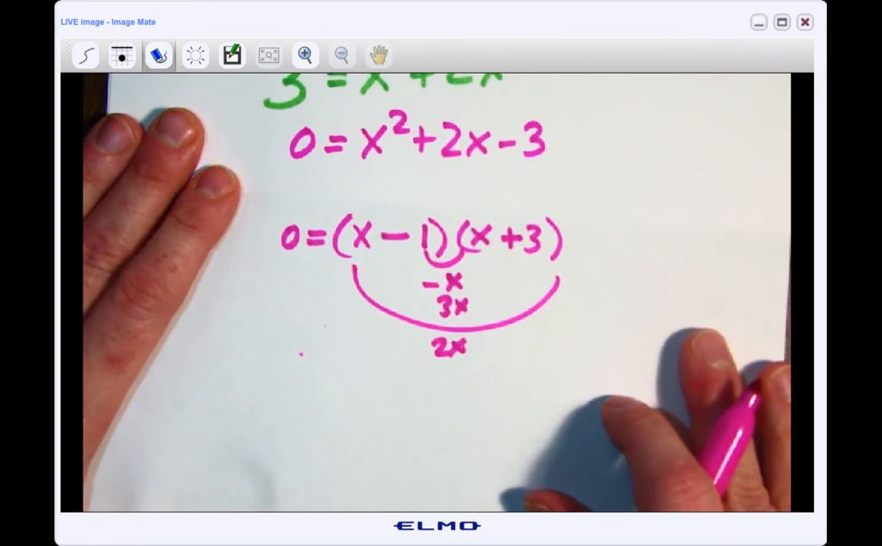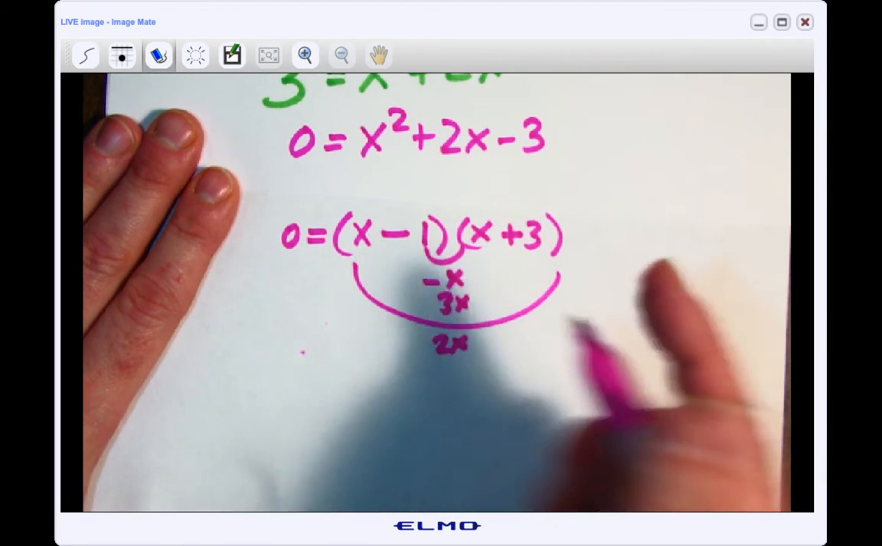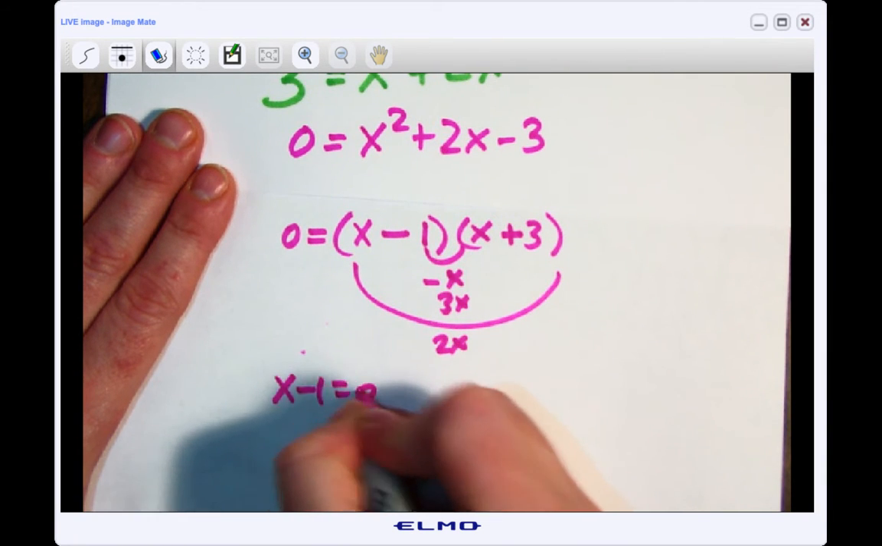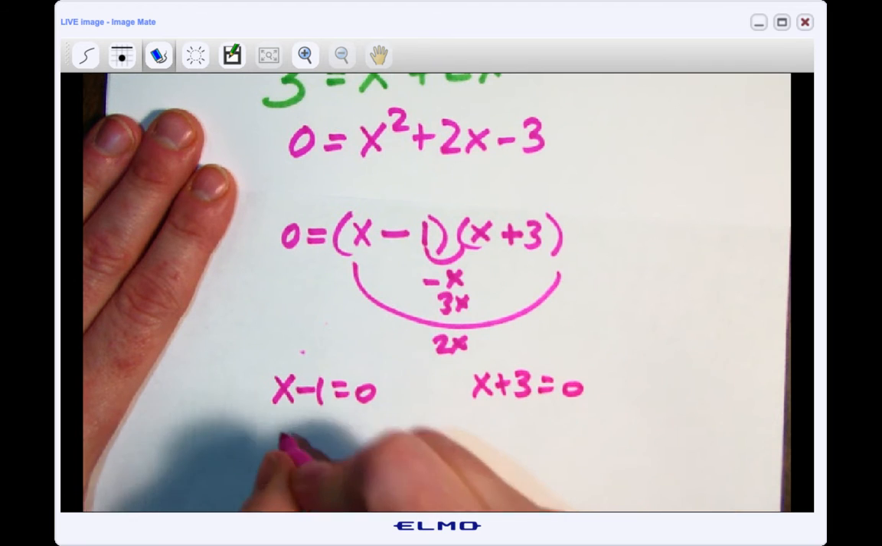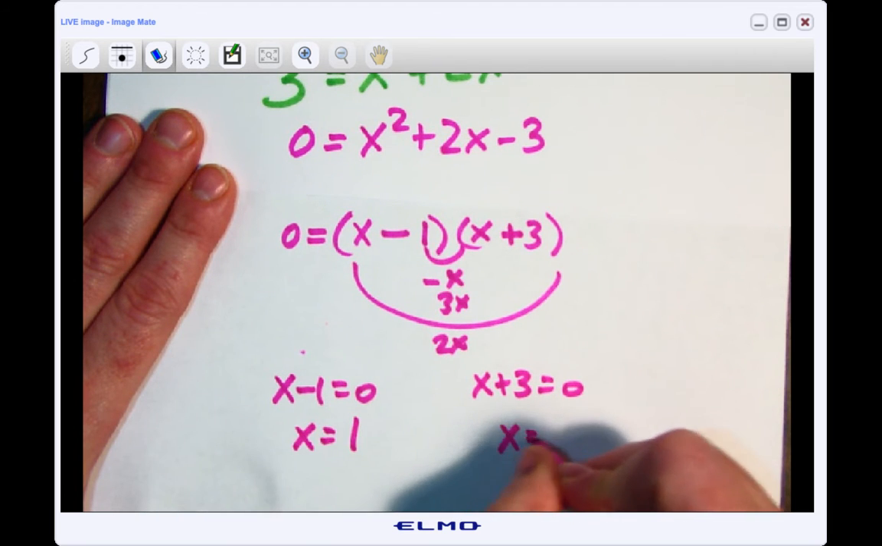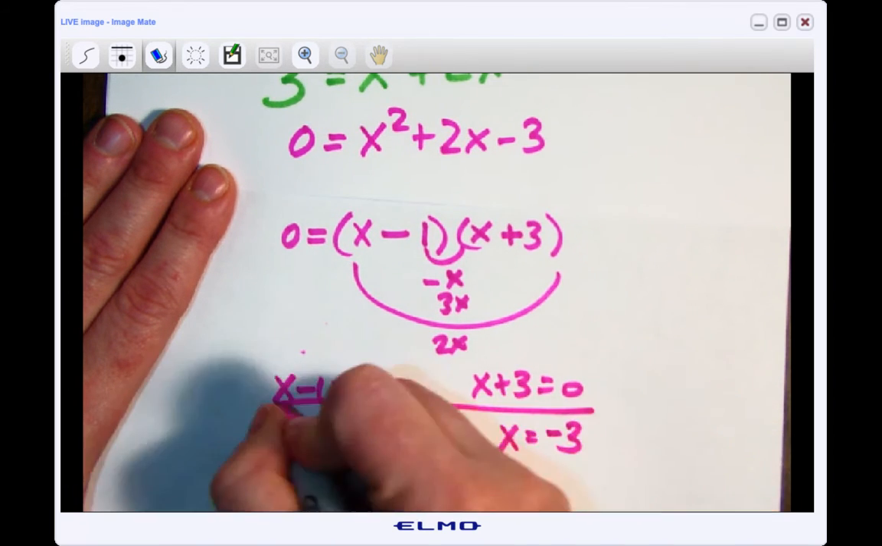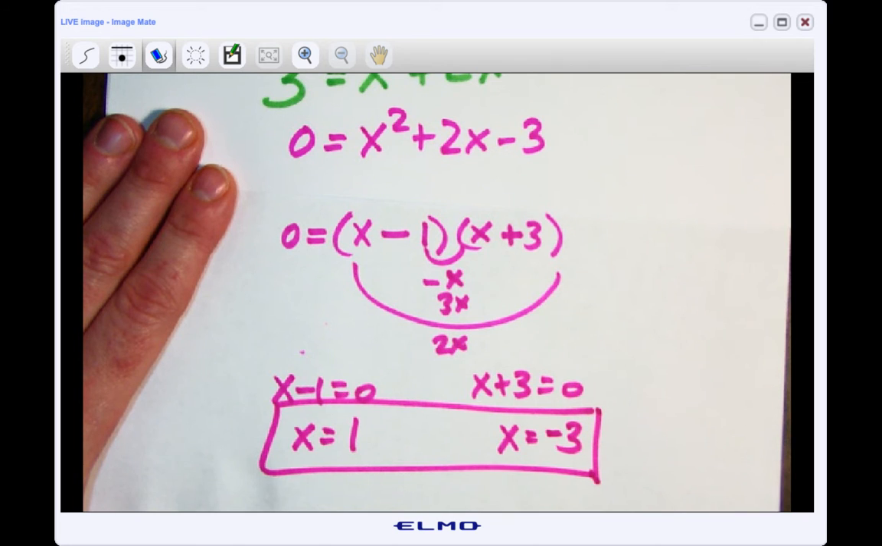Okay, ready? Now we know what to do from here. We set each of these equal to 0. So x is equal to 1 and x is equal to negative 3. Now, I'm going to box these in, but I might have to cross them out in a second because we got to go back to the beginning.